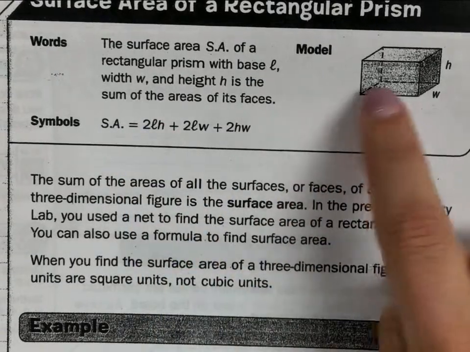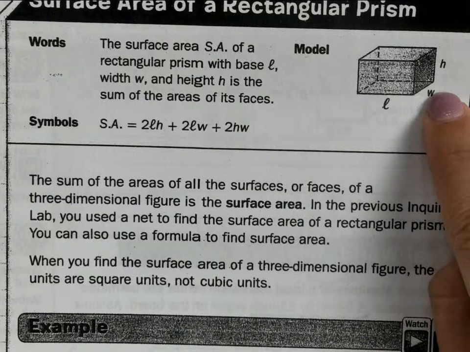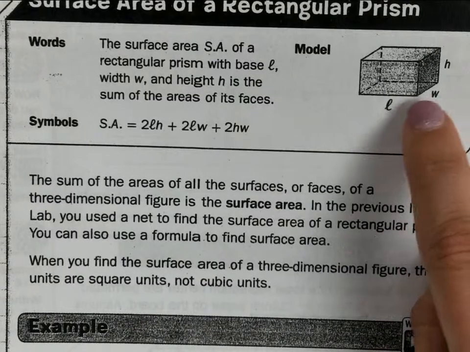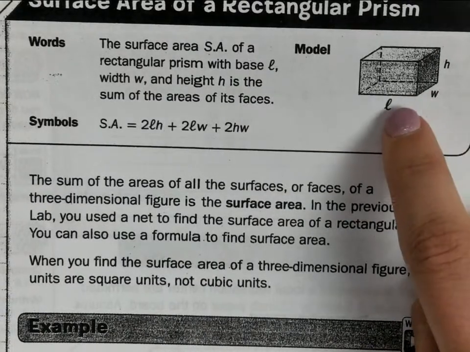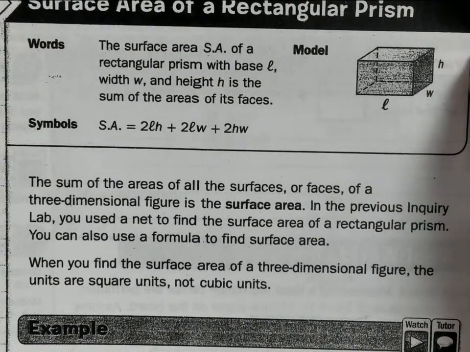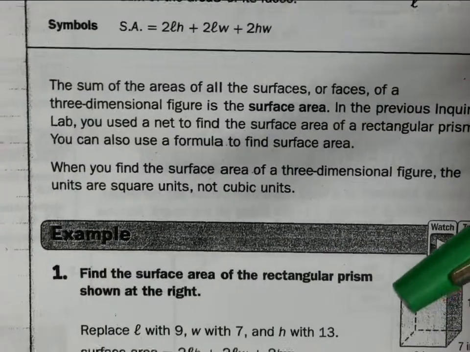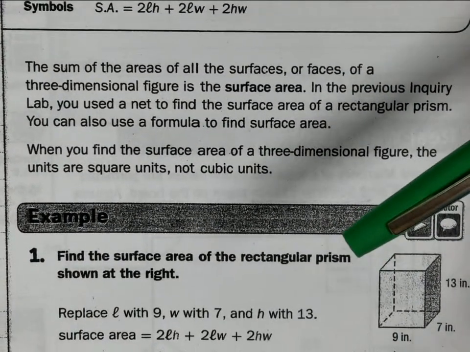So you're 2 times length times height, 2 times length times width, and then you've already got width and length. So you don't have to do that again. You just have to do width and height. Does that make sense? So that's how we're going to find our surface area.